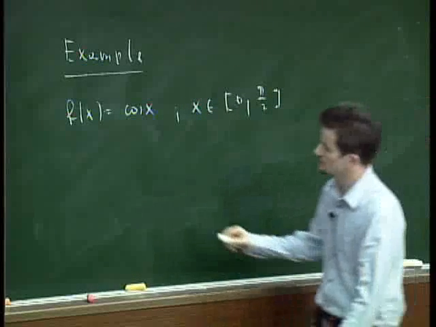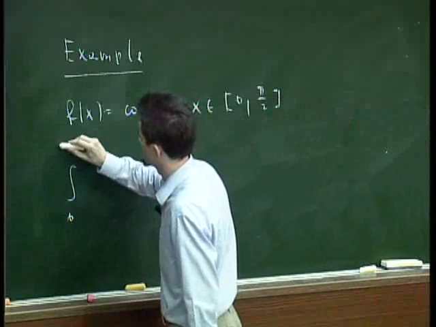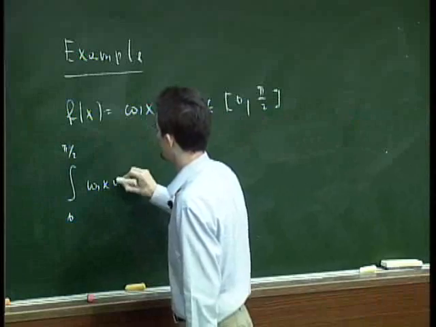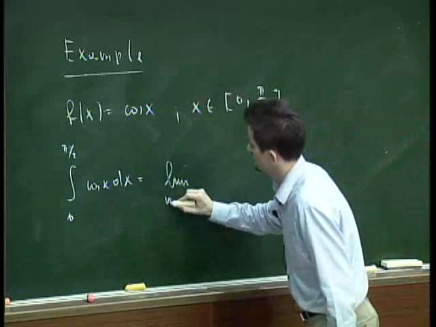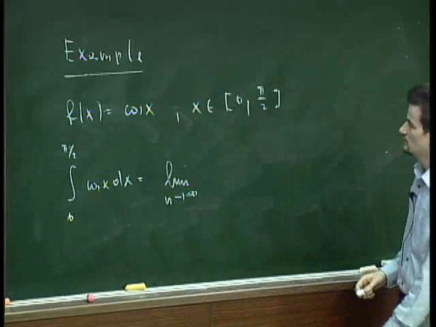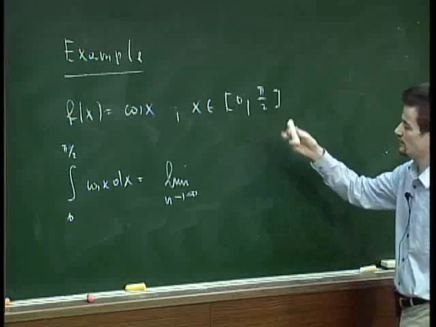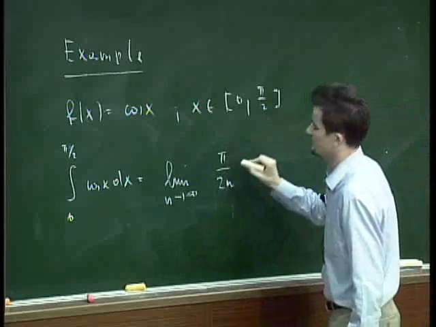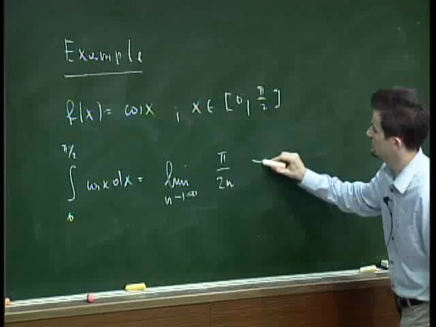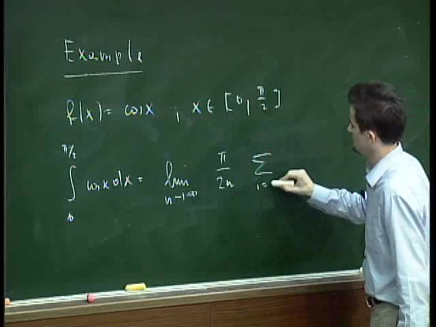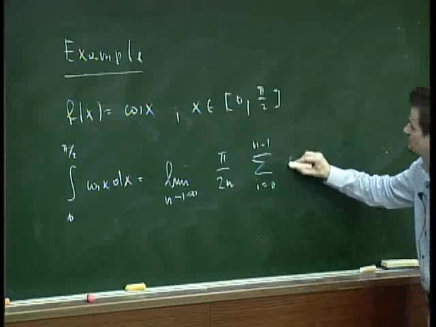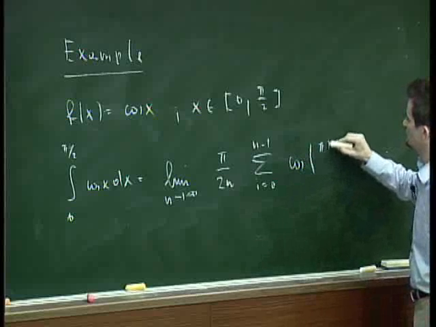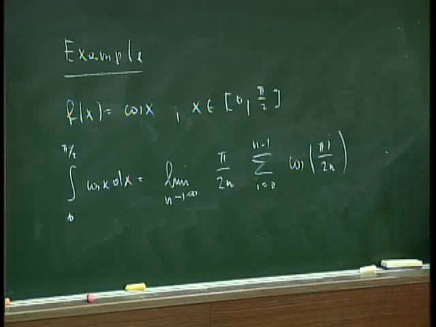Okay, now, if we want to compute the integral from 0 to pi half of cosine of x dx, by definition, this is the limit as n tends to infinity. Now, we divide the interval into n subintervals, so this is the length of a subinterval, and then we have the sum from 0 to, let's say we use left endpoints, cosine of pi i over 2n. Now our question becomes how to sum this here.